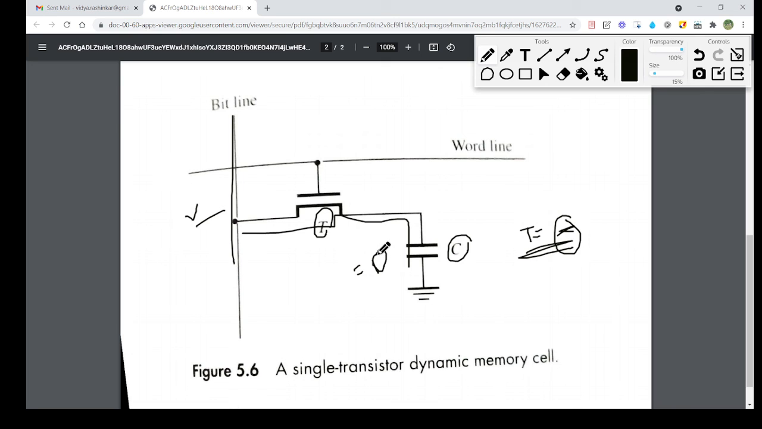So that is how the values are stored in the DRAM cells. That is the explanation of DRAM.